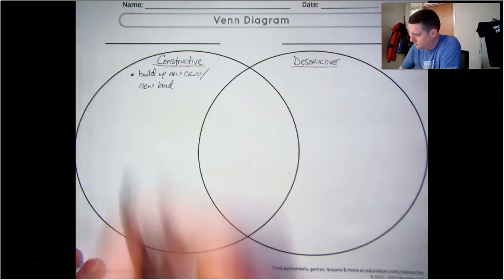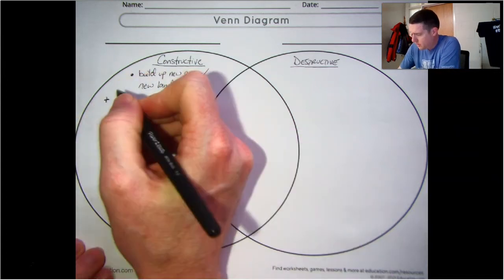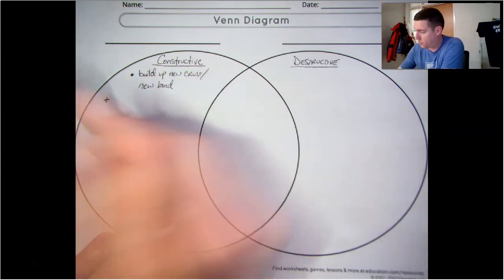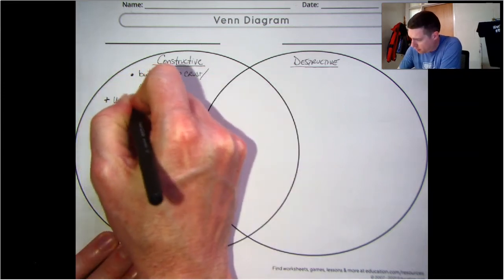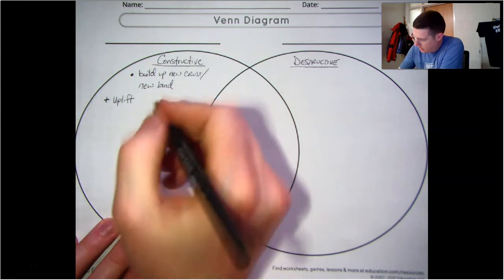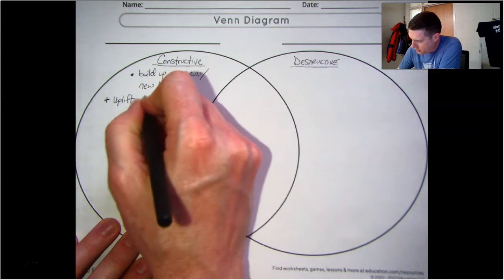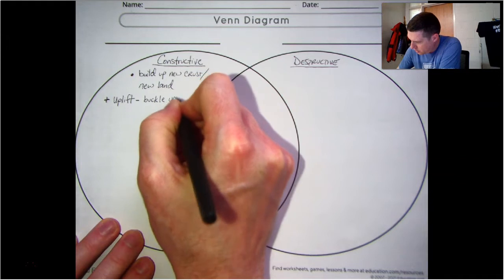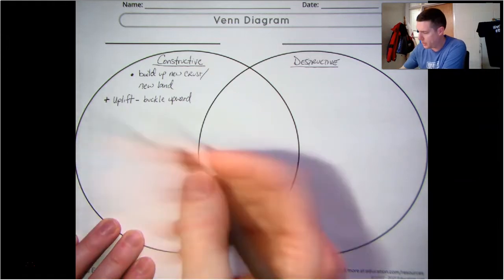Now, an example of this. What type of plate movements are the result of constructive forces? Well, whenever you have plate movement that creates uplift, you're going to get new construction, new land, new crust. Well, what is uplift? It is the buckling upward of new crust, new land.